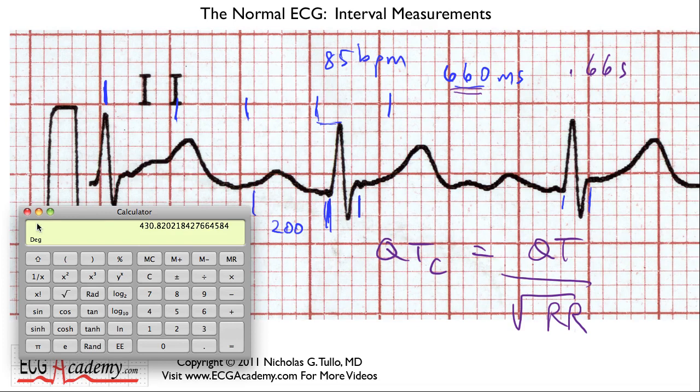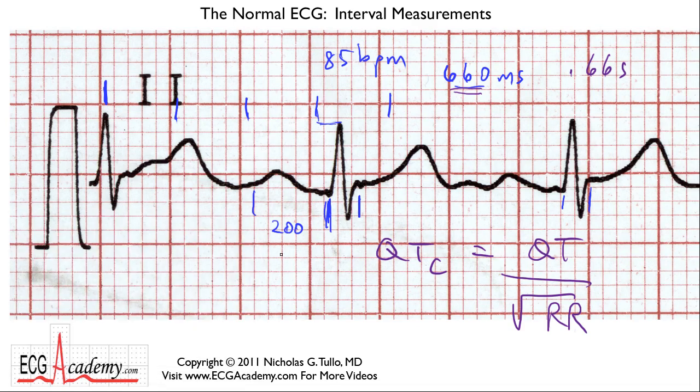All right, so now that was kind of a long discussion, but I hope you get the idea. Measure the R to R interval so that you can calculate the rate, then look for the PR interval, the QRS duration, the QT, and then, of course, correct the QT for the rate by using Bazett's formula. And there you have it.